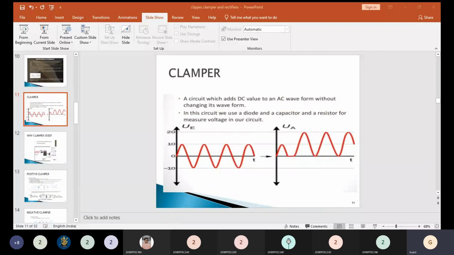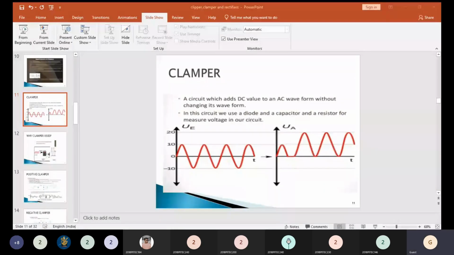T is the time period of the sinusoidal signal applied at the input side of your circuit. The time period T is lesser than your R and C value. So this is your R value and C value. So this option is the correct one. D option is correct.